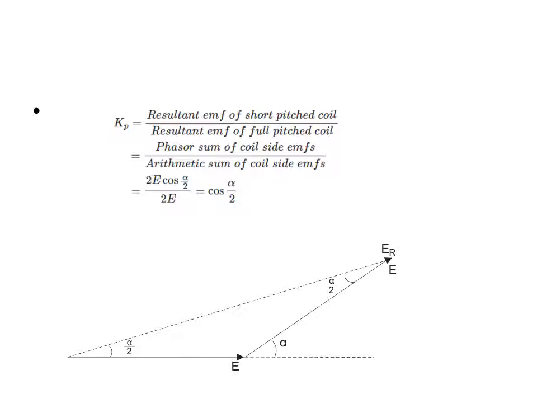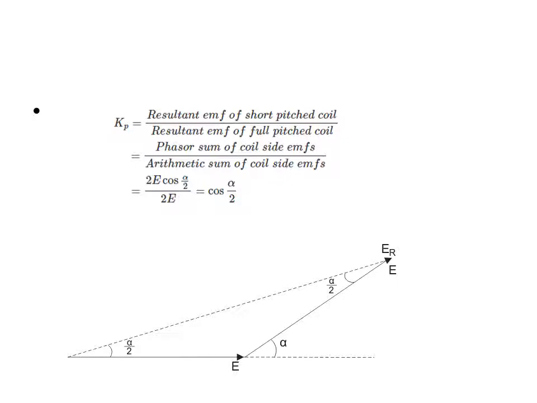What do you mean by full pitch coil? If there are 10 slots under a single pole, and you connect the conductor from the first slot to the last, 10th slot, then such a connection is a full pitch coil. There is a 180 degree electrical phase difference between the two conductors. If the connection is from the first slot to the 9th slot or first to 8th slot, the angle between the two conductors is less than 180 degrees, and such a connection is called a short pitch coil.